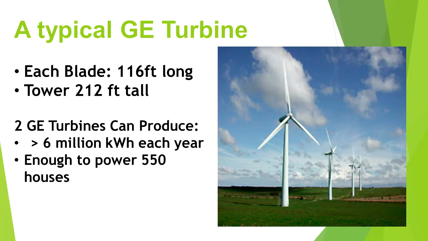When talking about wind energy, we first need to understand just how big these things are. For a typical GE 1.5 megawatt turbine, each blade is about 116 feet tall, and the tower itself that these blades stand on is 212 feet tall. Two of these 1.5 megawatt turbines, as big as they are, can produce over 6 million kilowatt hours in a year. The average US home uses around 11,000 kilowatt hours, so two of these turbines can produce enough energy to power 550 houses for an entire year.